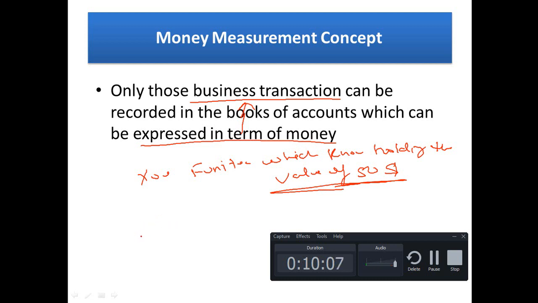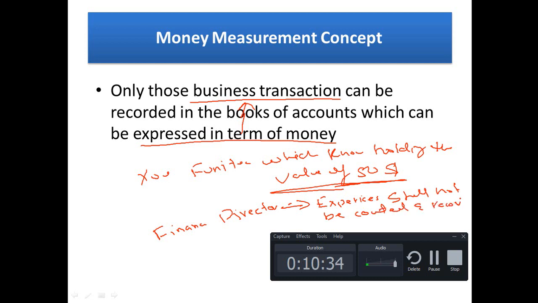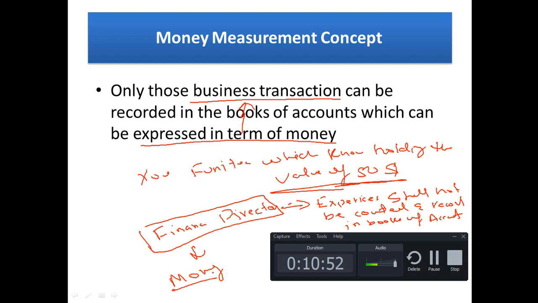But similarly, a finance director of any company, no matter how much experience he has, shall not be counted and recorded in the books of account, because the value of the finance director cannot be measured in terms of money, so it should not be recorded.